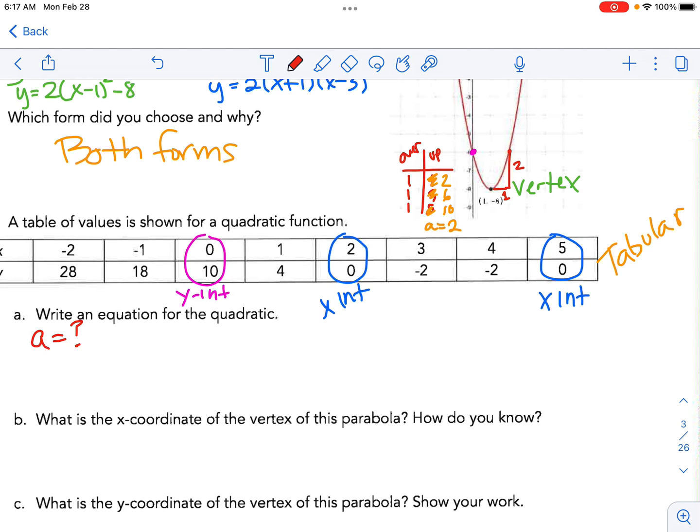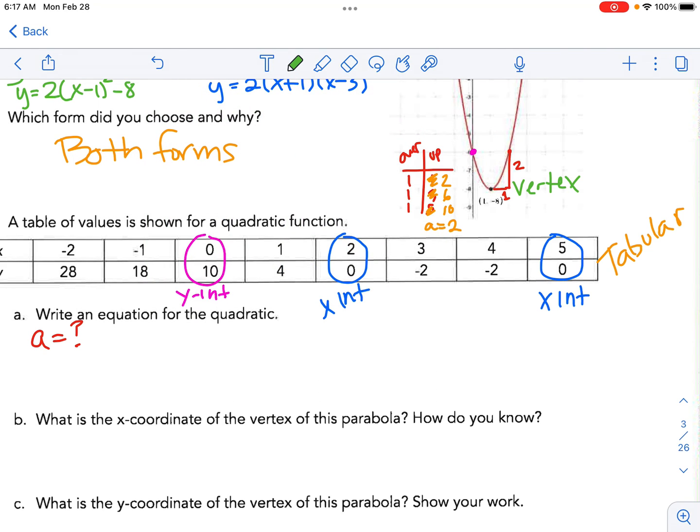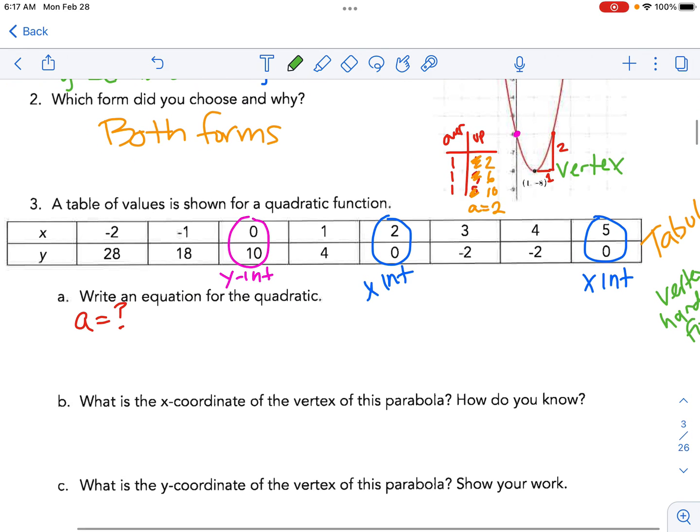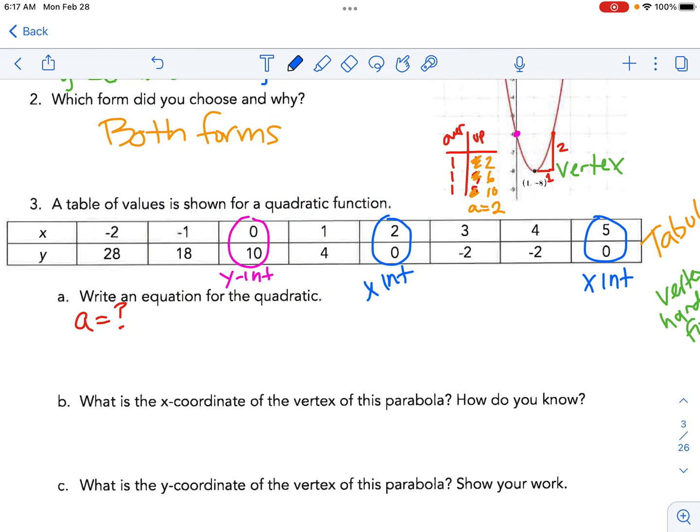We don't quite know where that vertex is, the highest or the lowest point, depending. We don't even know if this is pointing up or pointing down. So we know that the vertex is hard to find in the table. So we're really relying on that intercept form to enable us to find a. So we're going to write that intercept form. It's y equals a times the quantity x minus p times the quantity x minus q.